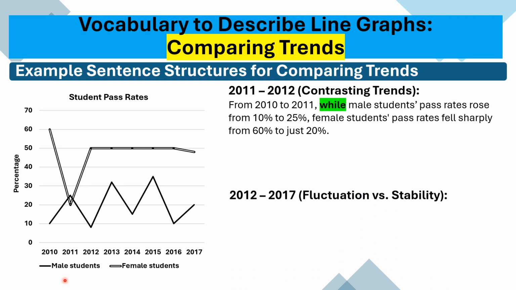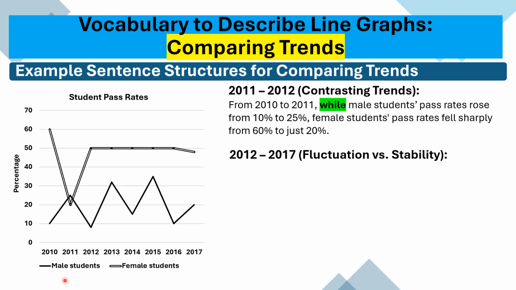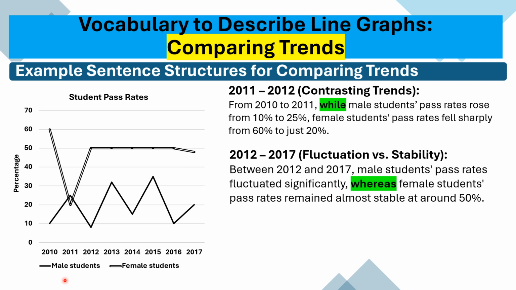Next, let's examine the graph from 2012 to 2017. We can observe distinct trends during this period. We can describe it as between 2012 and 2017, male students' pass rates fluctuated significantly, whereas female students' pass rates remained almost stable at around 50%. Additionally, we can note that there was only a slight decrease in 2017. This is a good example of a contrast between a fluctuating trend and a stable trend.